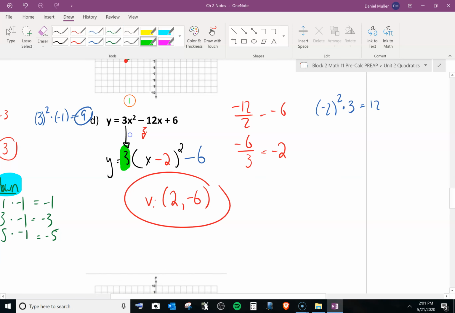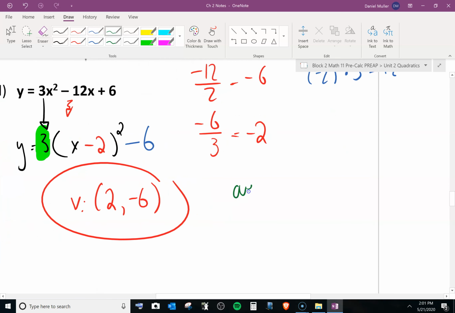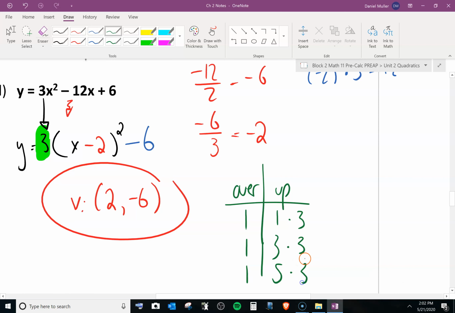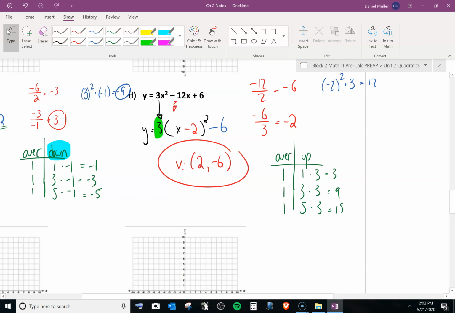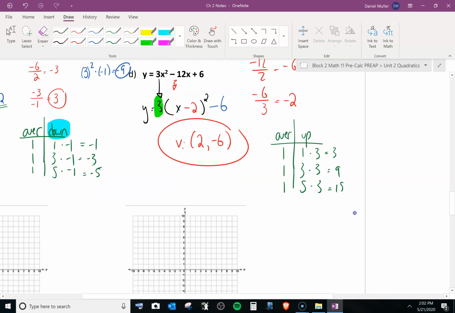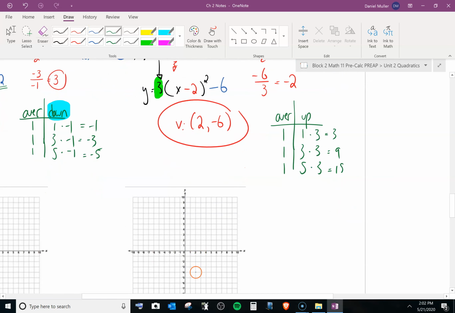And I need to do my over, up, down chart. It's a positive 3, so it'll be heading up. So over and up. 1, 1, 1, 1, 3, 5, times it by the number in front. That is a 3. So 3, 9, and 15. So I'm going to do my vertex, which is 2, comma negative 6. It's way down there.